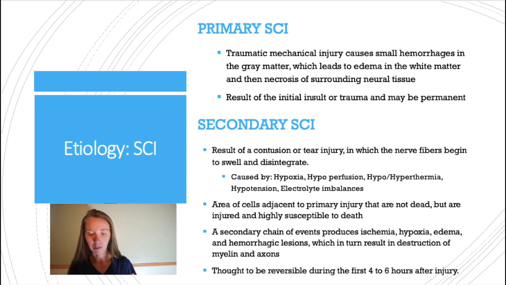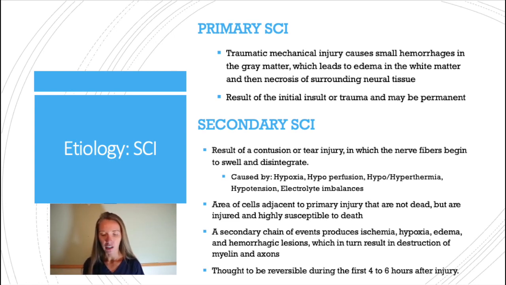Then the secondary spinal cord injury is the result of this primary injury, where the nerve fibers surrounding that area, so remember we have the spinal nerves that come out from the spinal cord, these start to swell up and then disintegrate. This is usually caused by hypoxia, so decreased blood flow to those nerves, decreased perfusion, hypo or hyperthermic states, hypotension, and then electrolyte imbalances. So the nerve cells that are close to the primary injury, those nerve cells that come off the spinal cord, are damaged. They're very highly susceptible to death.